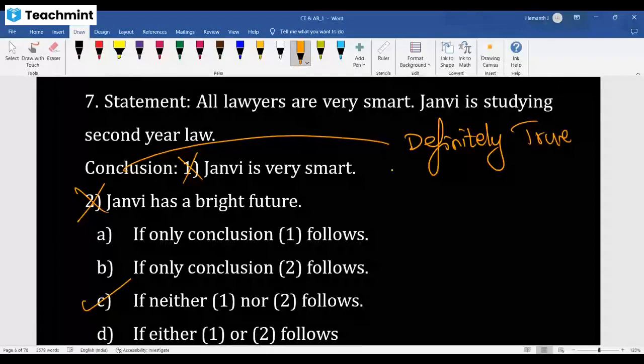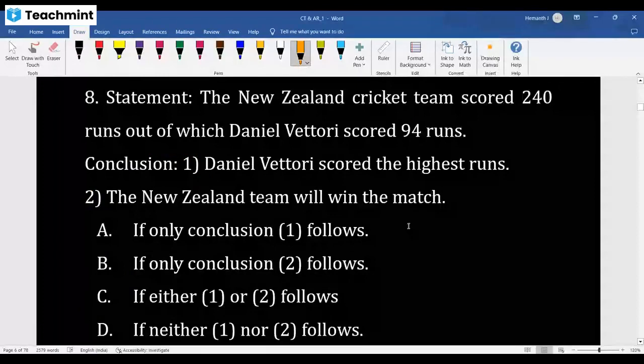Next one, again statements and conclusions. All these are given in the recent drive. So what's the answer? Mention the question number while giving the answer in the chat box, so that it will be easy to track. Everybody, please mention the question number also while giving the response. The majority is giving option C. Somebody is giving option D. It's neither, not neither are.